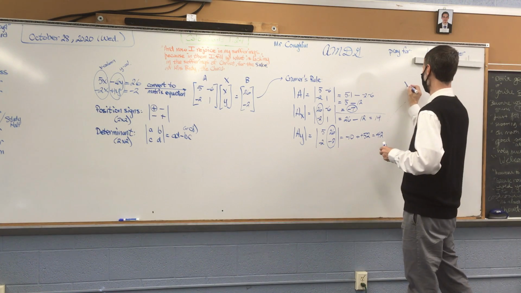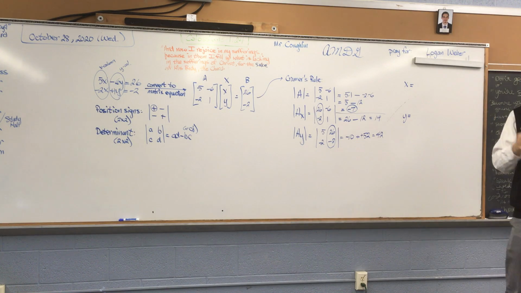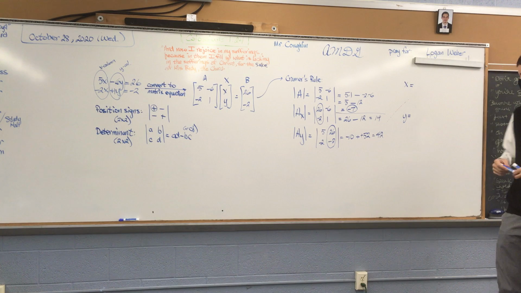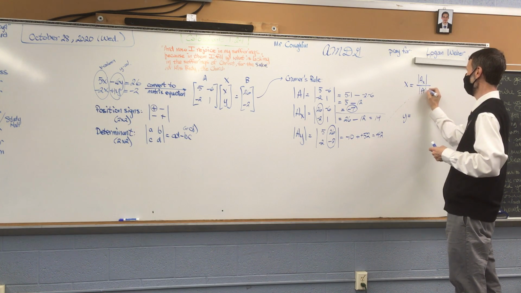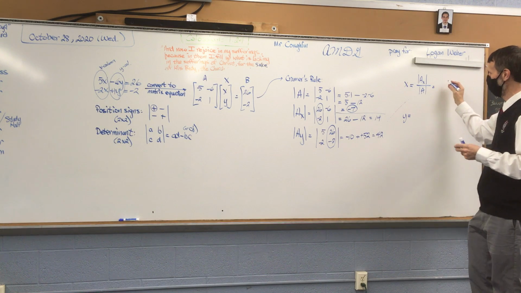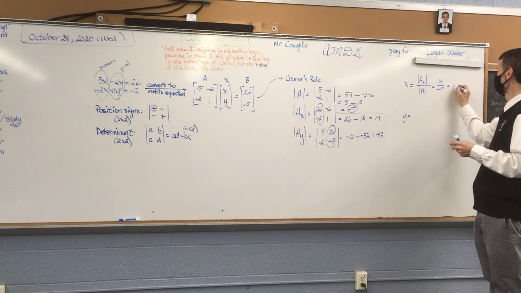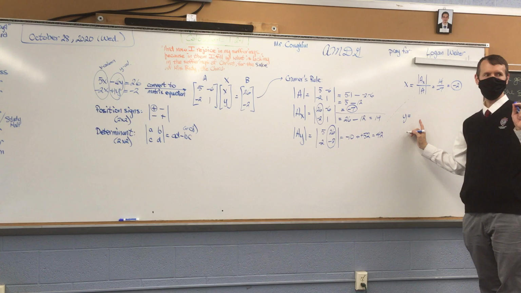Can somebody tell me how to get x and y? They're both fractions. You put the determinant of A sub x over the determinant of A. Go ahead and do that for me. That'll be 14 over -7. What is 14 over -7? -2.